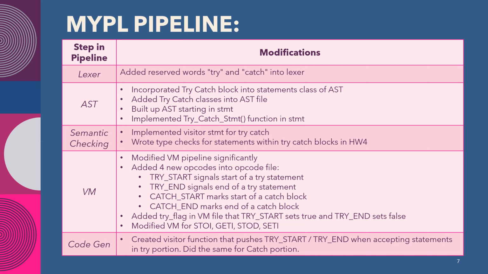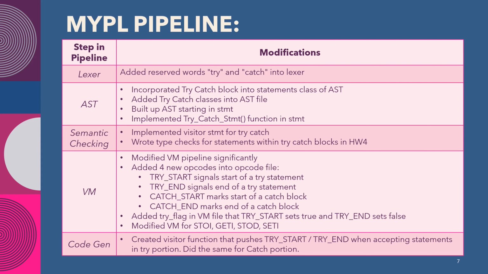And then in my VM is where I had modified my PL the most. So I had added 4 new opcodes into my opcode file. So I have the try start, which signals the start of a try statement, the try end, which signals the end of a try statement, and then the catch start, which once it starts, marks the start of a catch block, and then similarly catch end marks the end of a catch block.